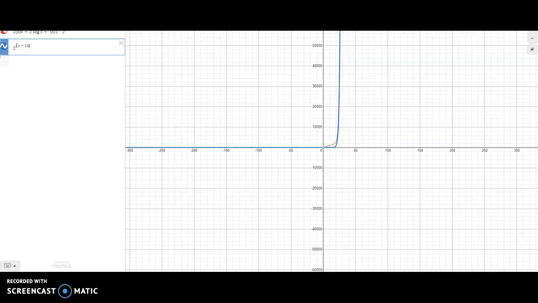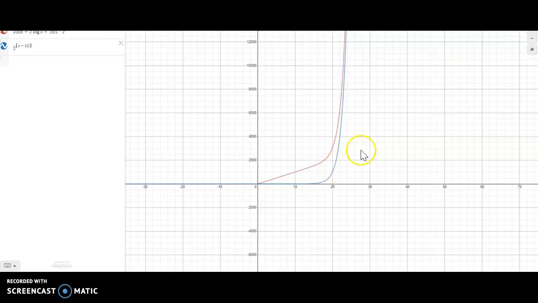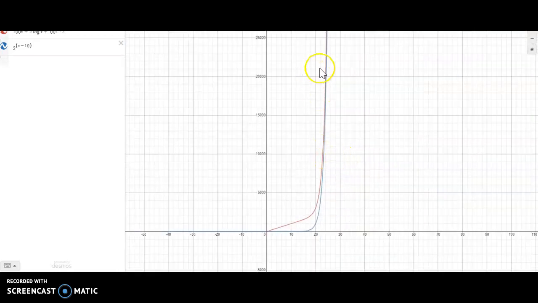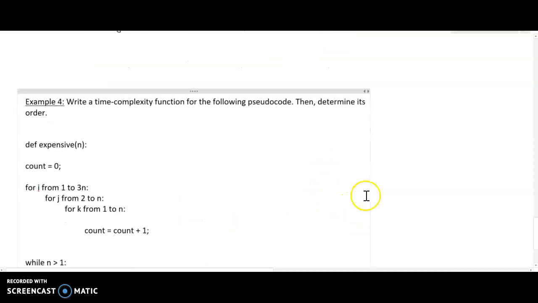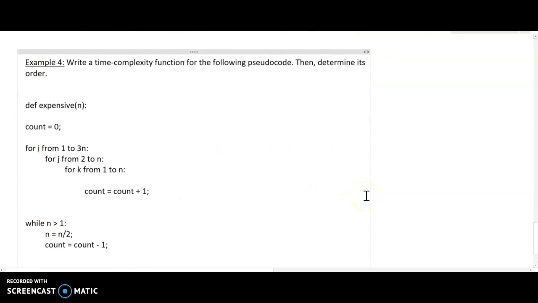So if I shift this 2 to the x curve over to the right 10 units, you can see that in the short term they look very different, but in the long run the blue curve and the red curve behave almost identically. And that is why we say that the time complexity of this whole expression is exponential. In the long run, it behaves like an exponential function. Great.